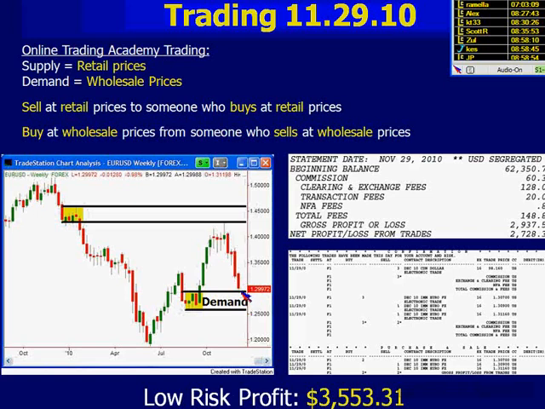Well, you always want to buy when something's on sale and there's only a few of those items left, right? That's when prices are about to go higher.